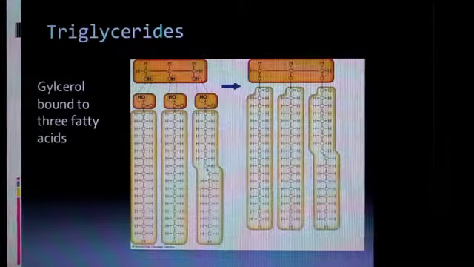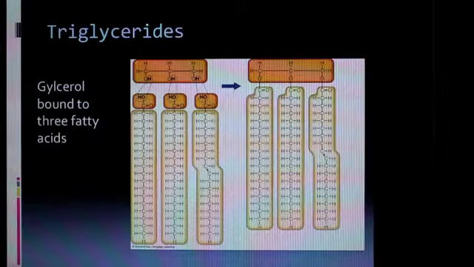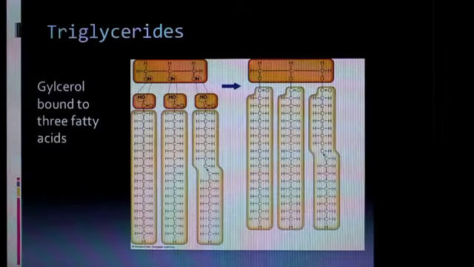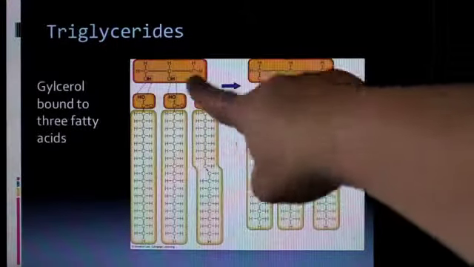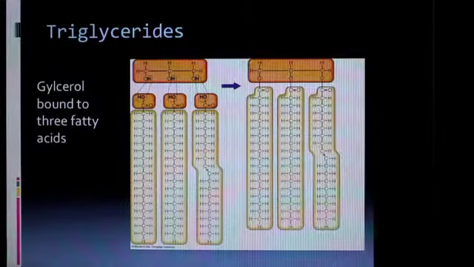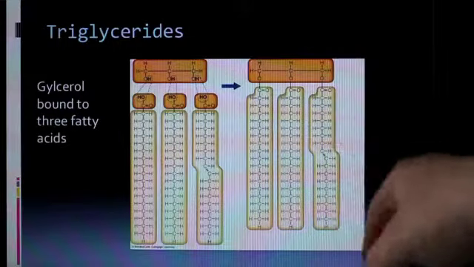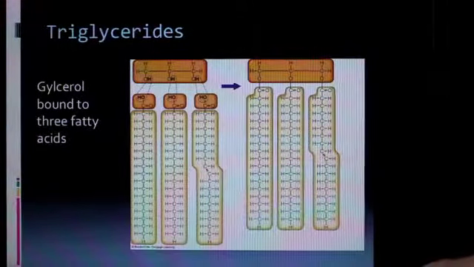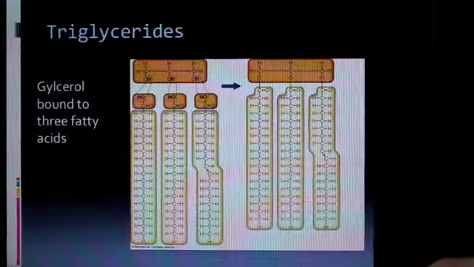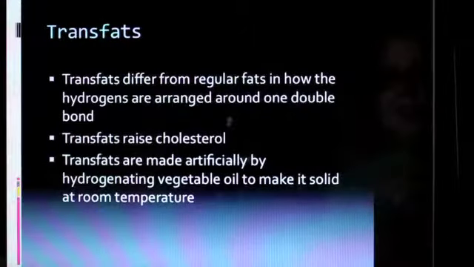A triglyceride, which is something that you hear about, especially in relation to blood tests, is glycerol, which is this puppy up here, bonded to 3 fatty acids. So it's one thing here with 3 tails. And these are found in your bloodstream. You can break them down for energy, or they can just clog your arteries.